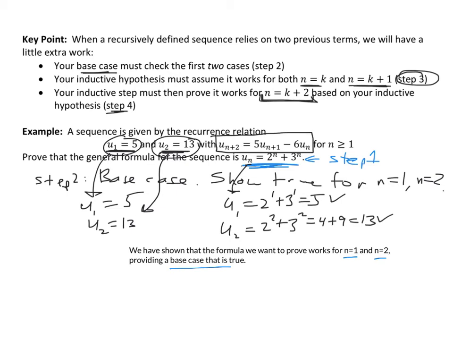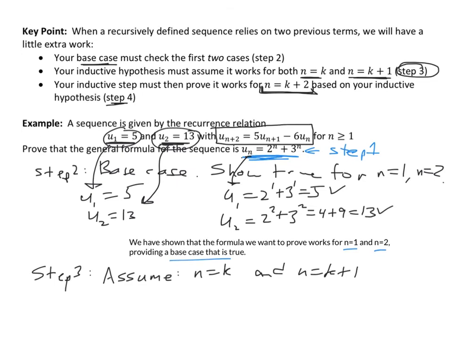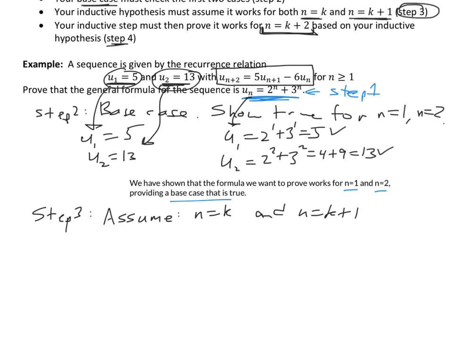Now, remember that step 3 in the induction process is where we make our inductive hypothesis. In this case, because it's a two-step recurrence, I need to assume that this is going to work for both n equals k and n equals k plus 1. So we're going to write down that u sub k is 2 to the k plus 3 to the k, and that u sub k plus 1 equals 2 to the k plus 1 plus 3 to the k plus 1.